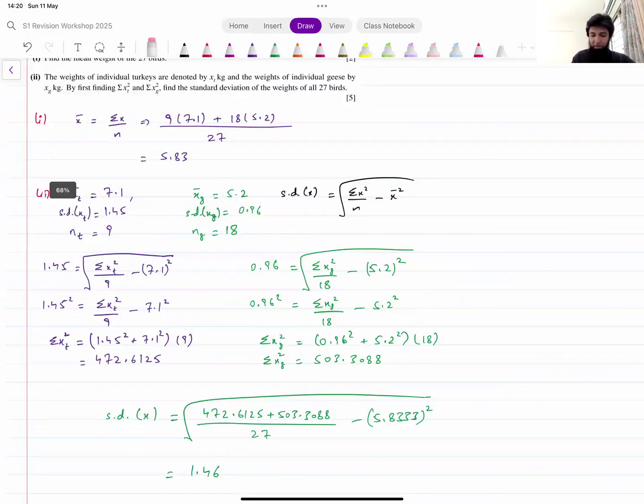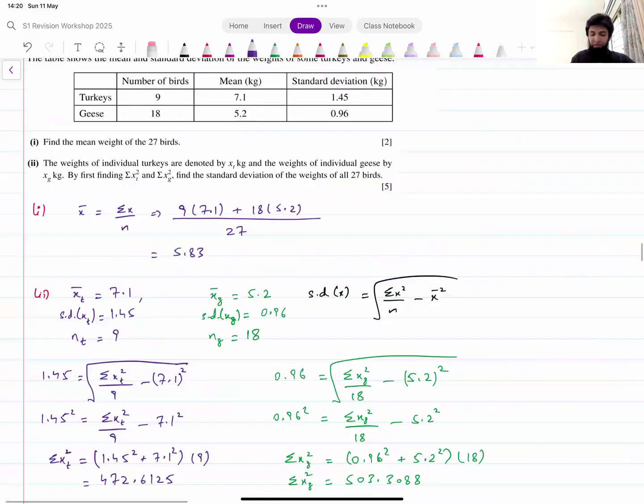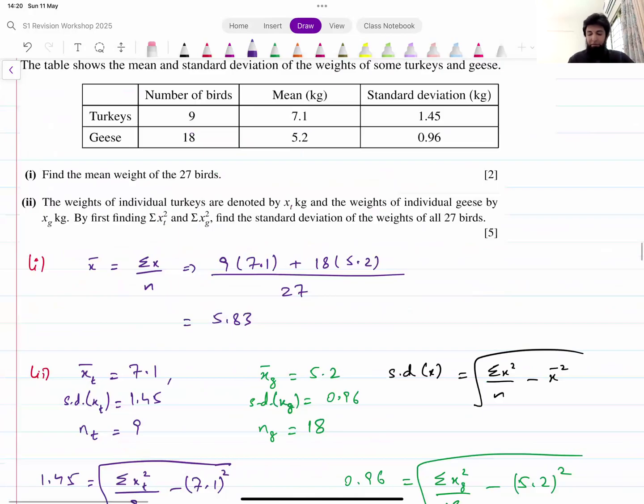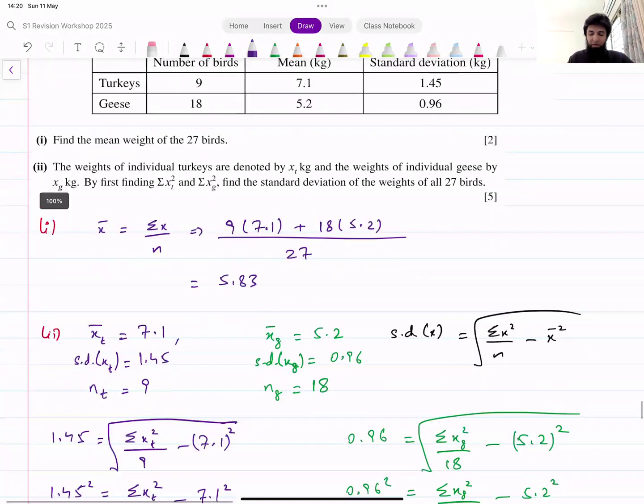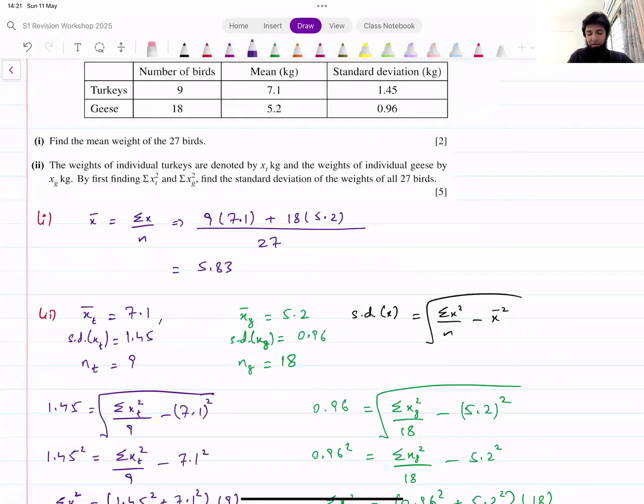Right? So sometimes they give you problems like these in which they split the data into 2 parts, and you have to find the overall mean and the overall standard deviation. You can find the individual sums and individual sigma x squared, and then add them up together to use in the formulas.